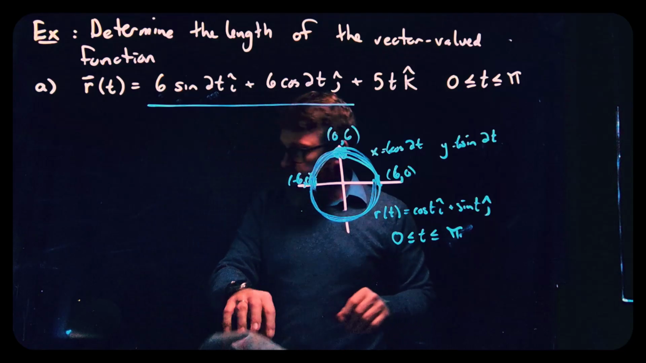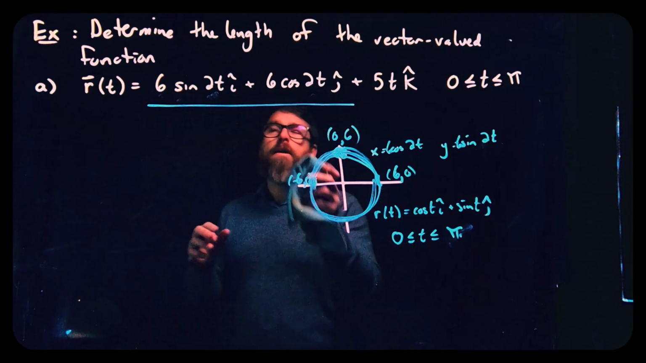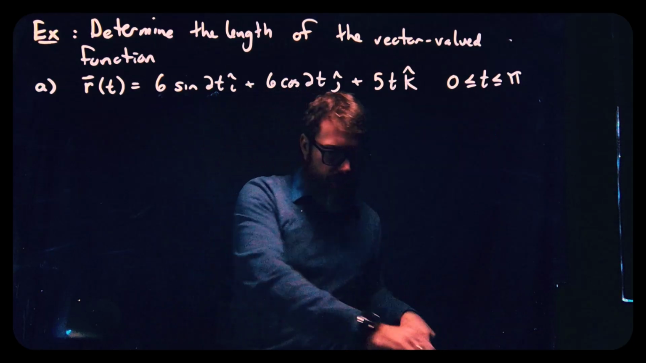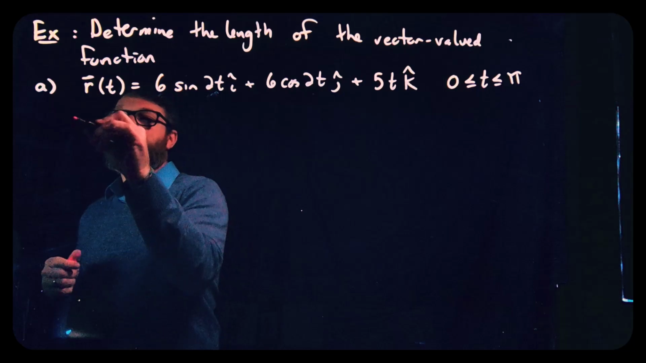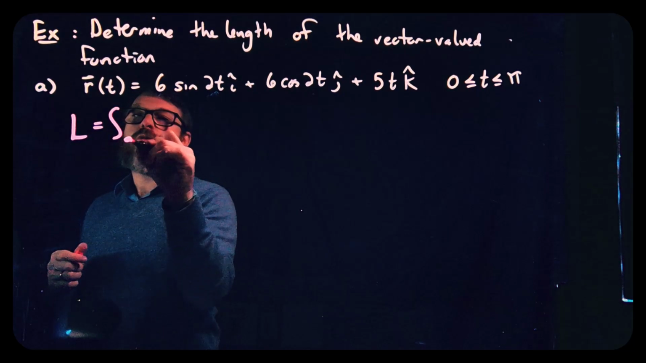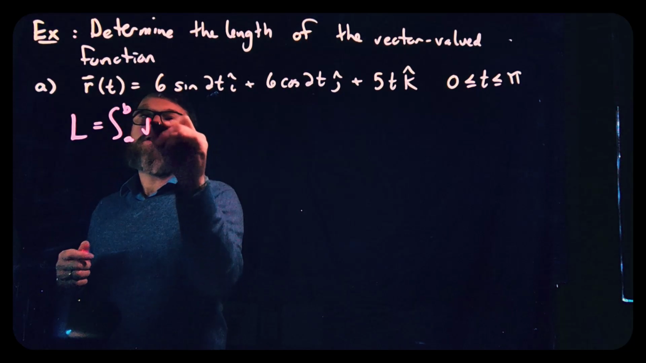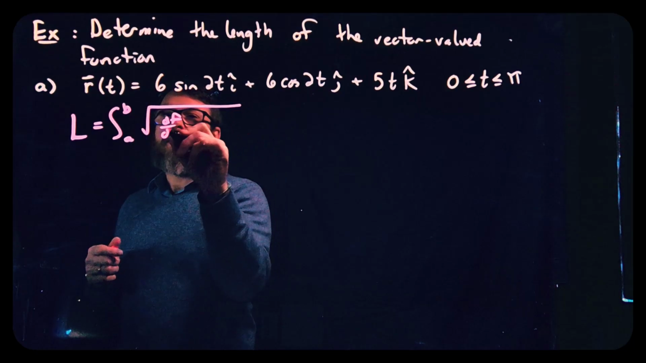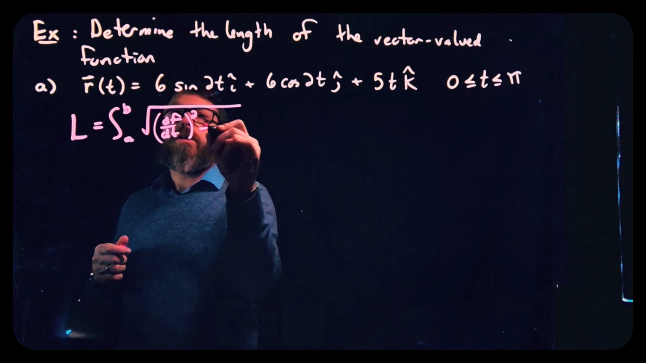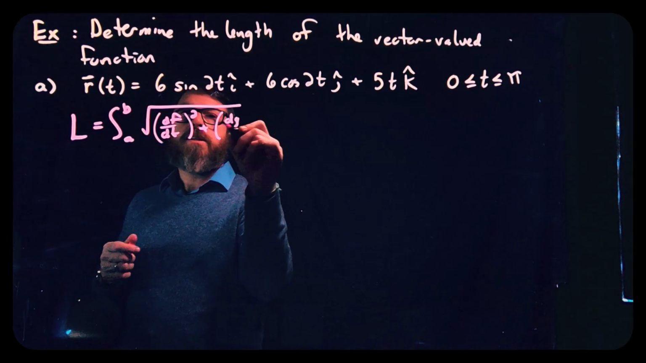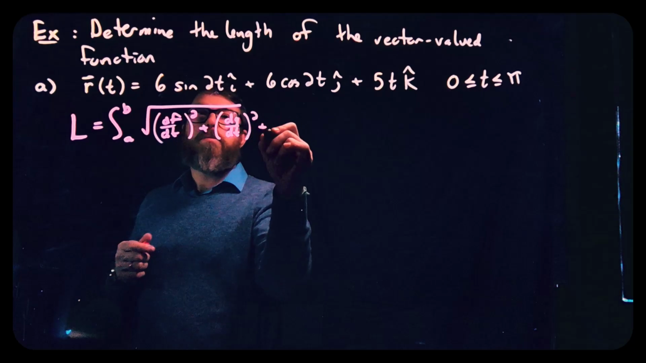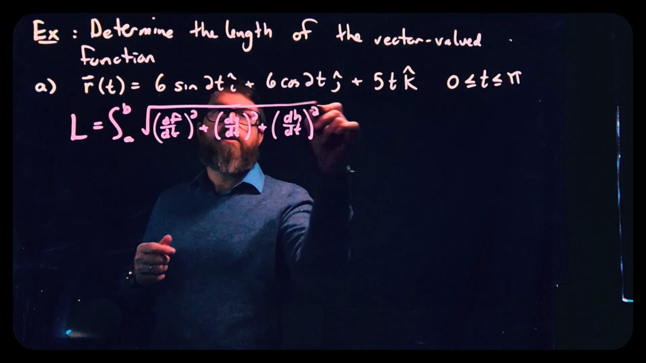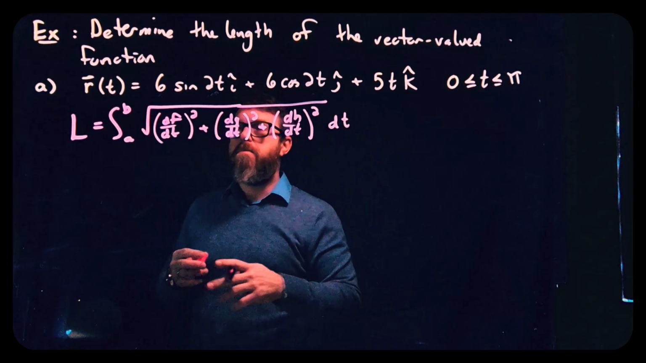Okay, so back to finding this. What we know is the length of the curve. I'm going to redefine this too. The length of the curve is the integral from a to b of the square root of, remember it was, df dt squared plus dg dt squared plus dh dt squared. And I used their prime notations last time with respect to t.